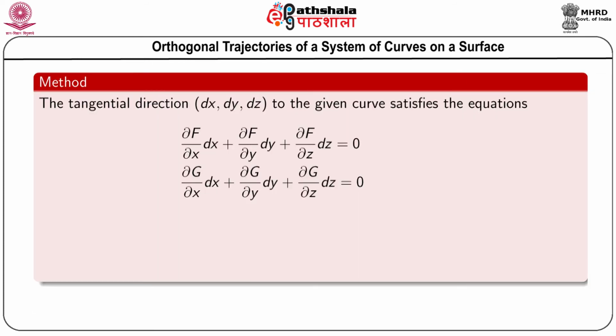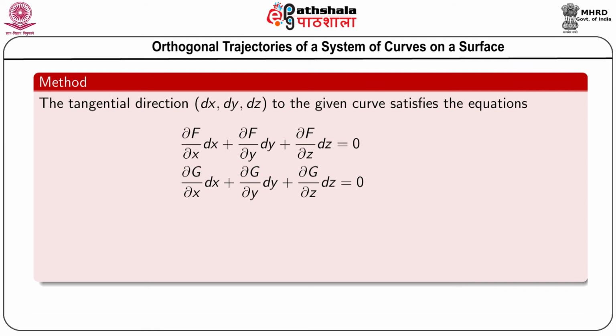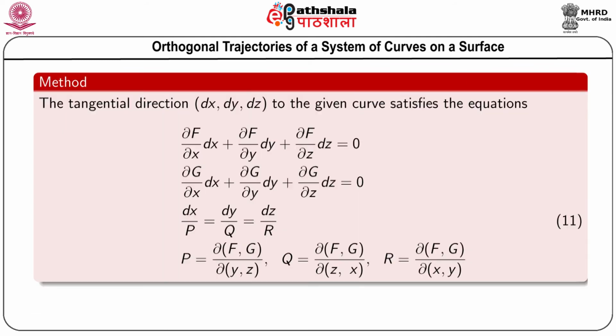Now, we know that dx, dy, dz represent the tangential direction to a given curve, and the equation of the curve we already know is represented by equation 7 and equation 8. Therefore, the tangential direction to the curve will satisfy these two relations: del f del x dx plus del f del y dy plus del f del z dz equals 0, and a similar equation for g.